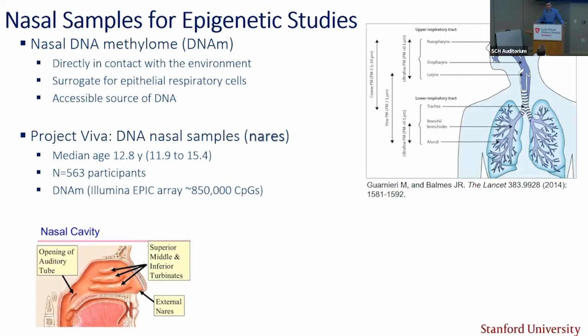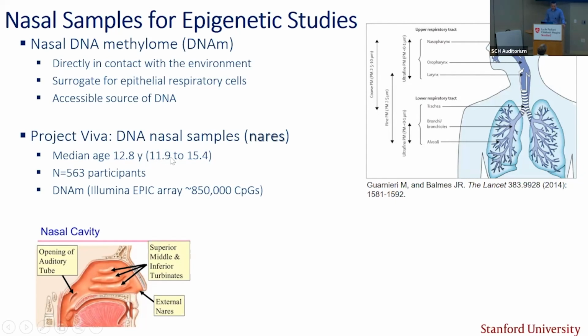Most studies have been studying leukocytes or blood, which of course is an inflammatory tissue, but it'll be more interesting to look at target tissue. It's also fairly accessible. If you wanted to collect respiratory epithelial cells, you have to go into the lung, which we have done in adults, but in children, you can imagine that probably parents wouldn't consent to that.